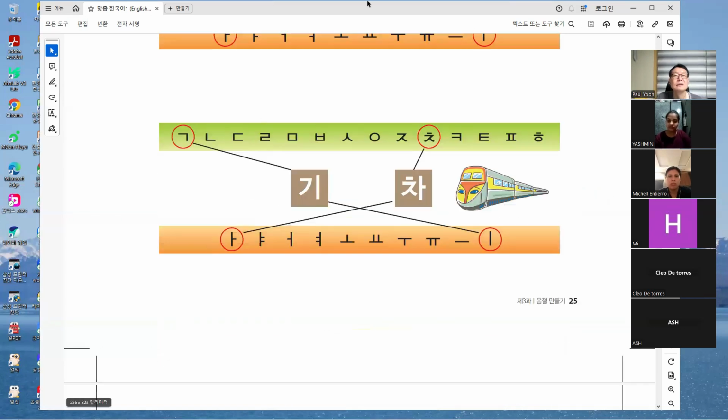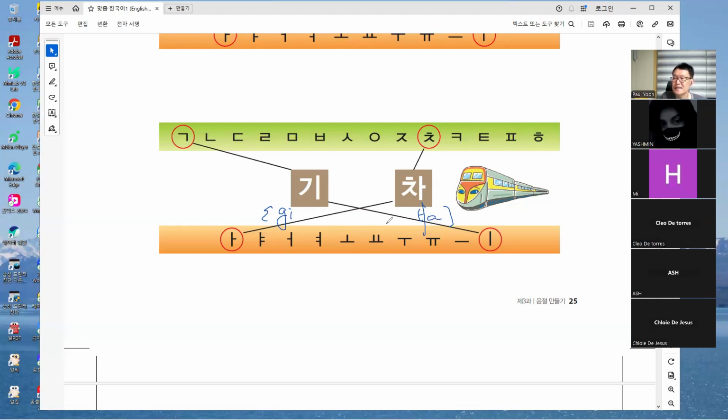Next, this one. G and i. How about this? Ch and a. How to pronounce? 기차. Can you repeat again? 기차. Okay, good. 기차 means train in English. Korean, 기차.